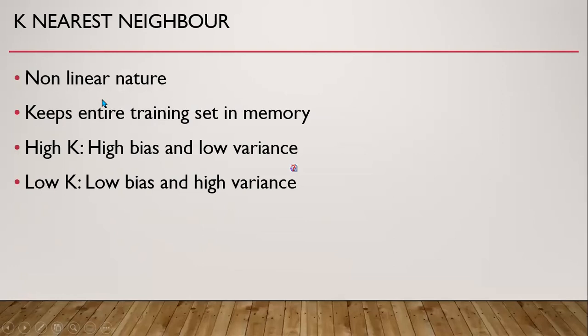K-nearest neighbor classifier and regressor are non-linear in nature. They keep the entire training set in memory. A K-nearest neighbor model with a high value of K will have high bias and low variance, whereas if K is set to a low value, for example K equal to 1, then the algorithm has low bias and high variance.